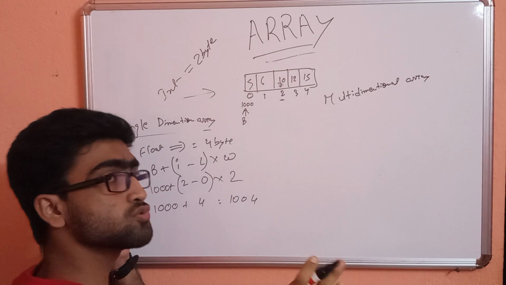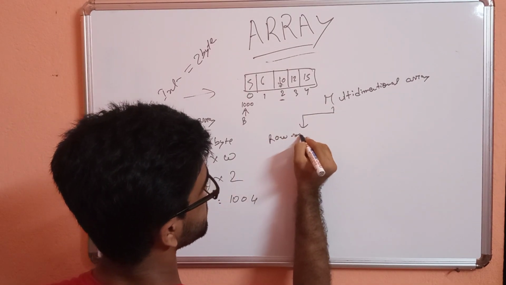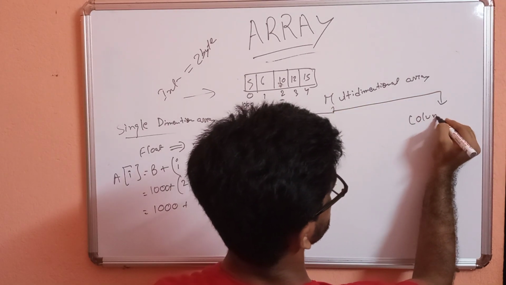If the address calculation for a multi-dimensional array is to be done, it can be performed in two ways. One is row major, and another is column major.